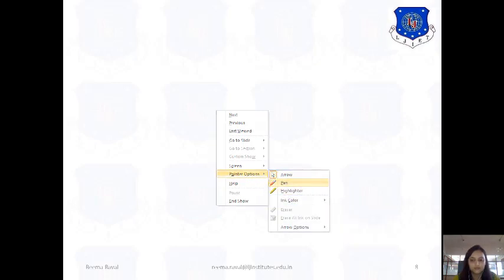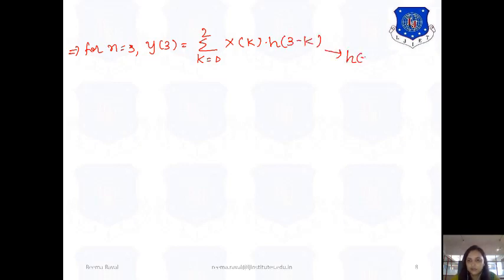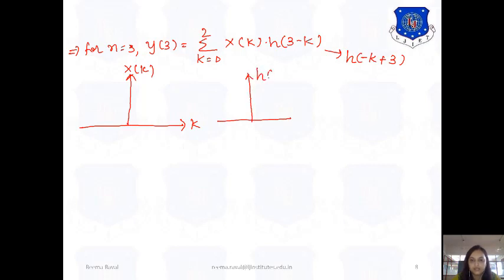So now, for n equals to 3, the formula will be y of 3 equals summation of k equals to 0 to 2 x of k into h of n minus k. N is 3, so 3 minus k, which we can say is minus k plus 3. Right? Now we are going to plot the sequences x of k and h of minus k plus 3.